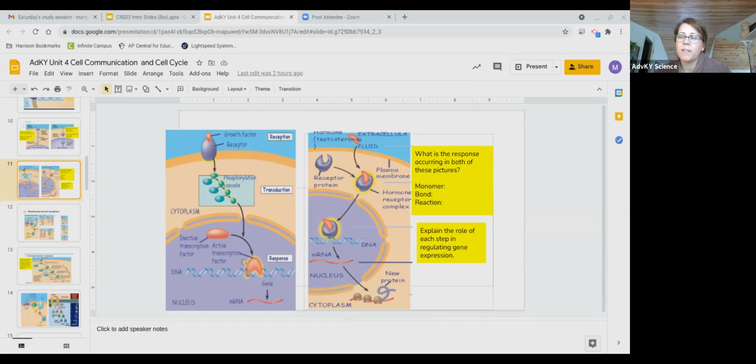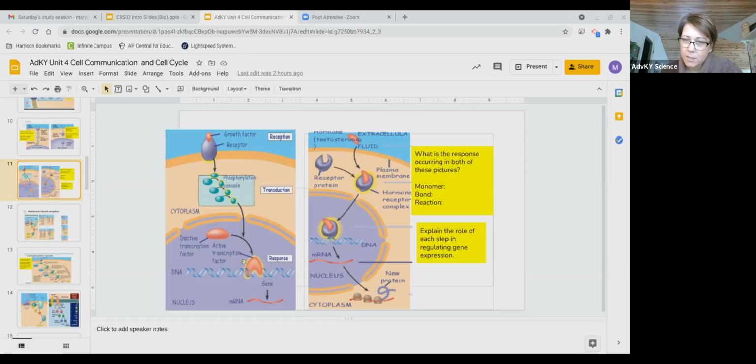All right, so what I'm getting so far is good. Some of you are telling me a signal binds or attaches to a receptor protein in the membrane. You called it a ligand. Some of you specifically used the word given. So a growth factor binds to a receptor. That's great. That's exactly what's happening in reception.